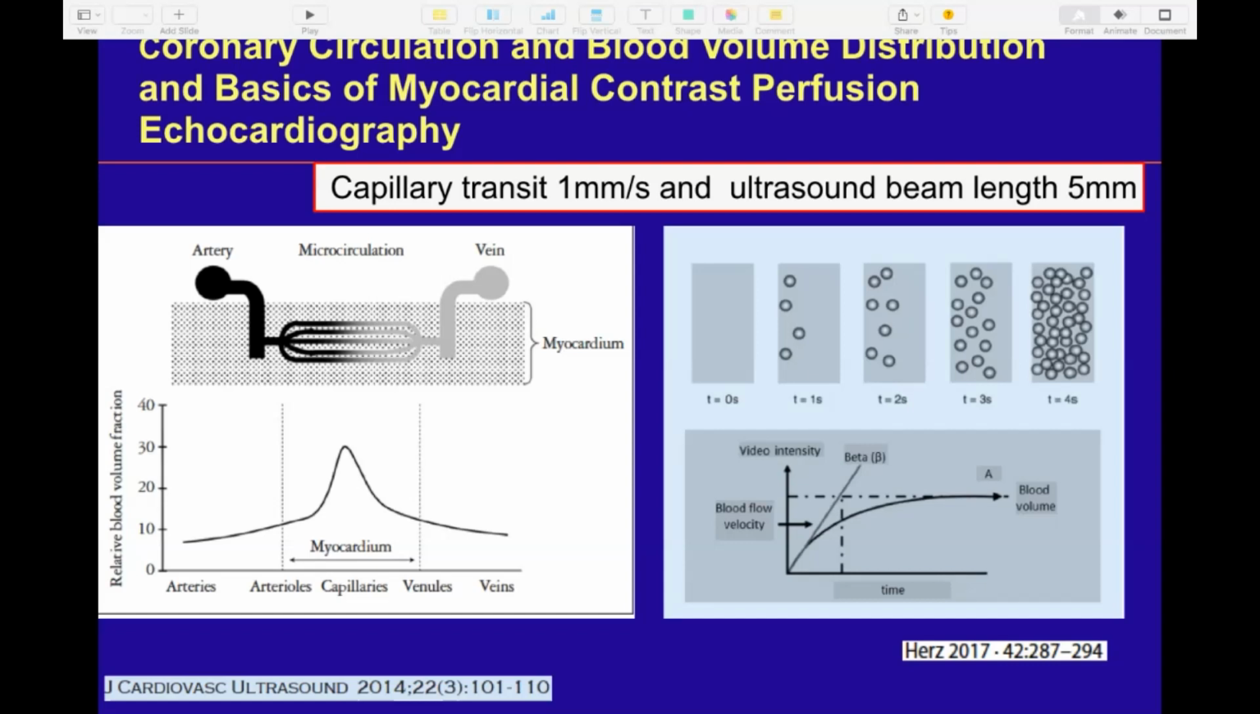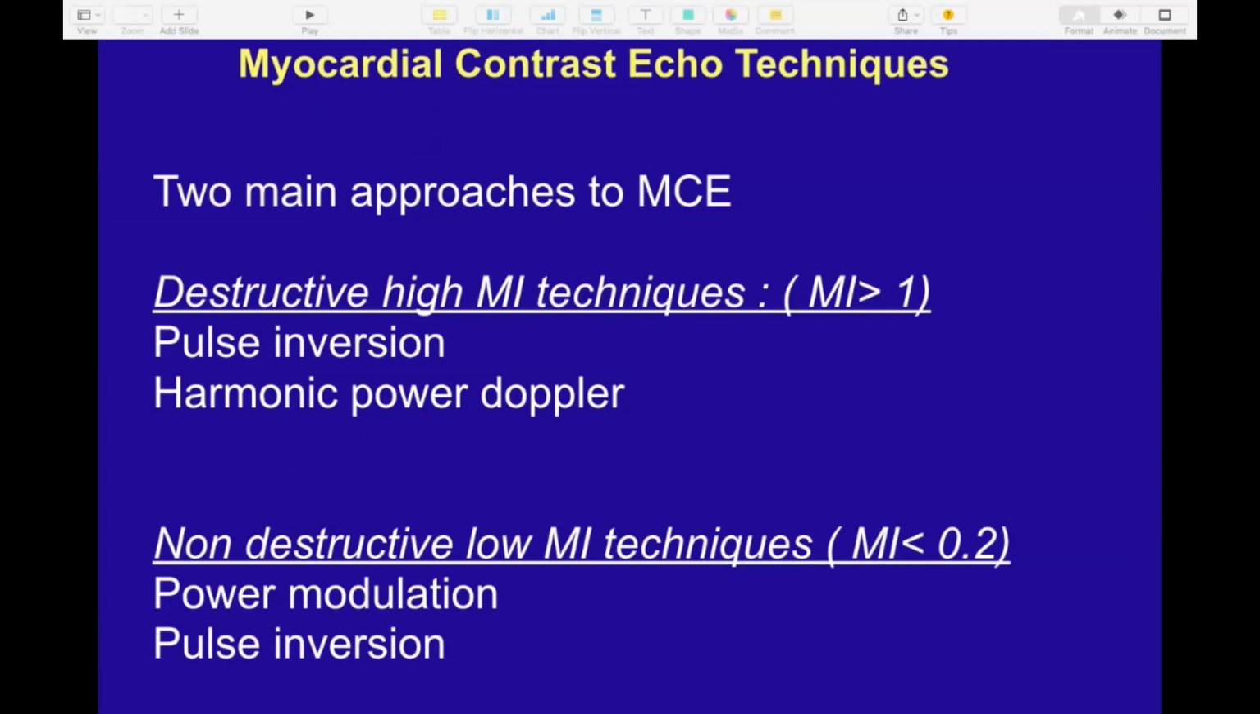So if you had a scenario where the x-axis is time and the y-axis is blood flow velocity, and you delivered a high flash signal, a high mechanical index signal, to destroy all the bubbles in the capillaries, you then observe those bubbles filling up over a period of 5 seconds, because it is 1 millimeter per second and you have a 5 millimeter width. Using the blood volume and the blood flow velocity, you can actually calculate myocardial blood flow. And this is the fundamental principle of how perfusion has been looked at.